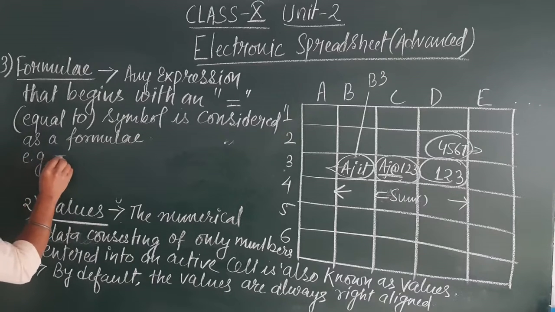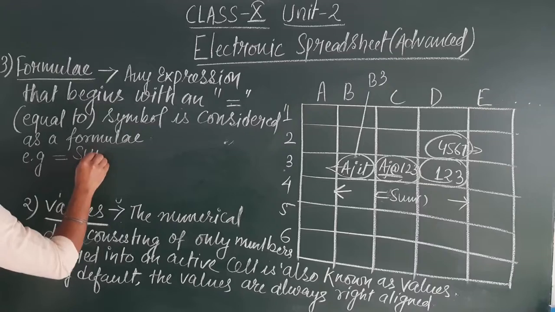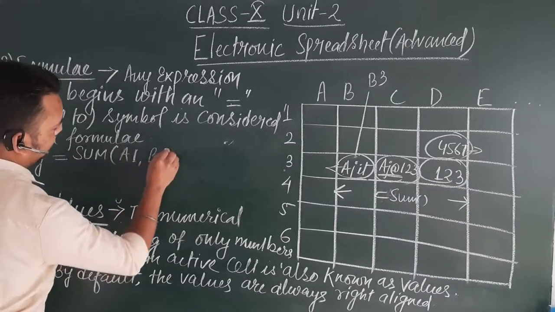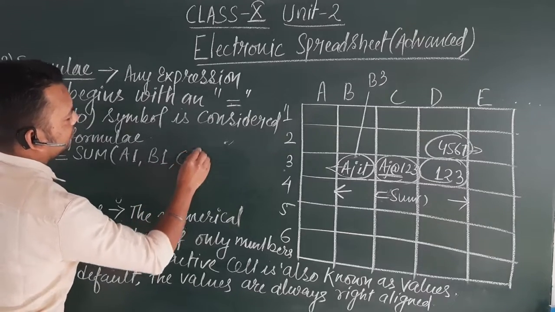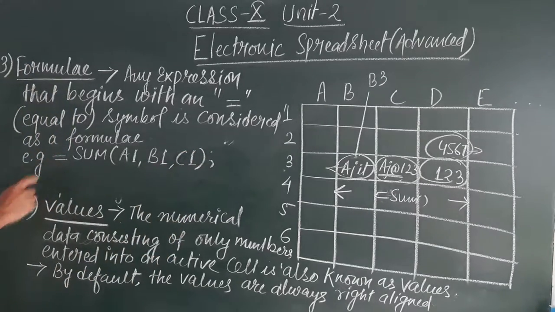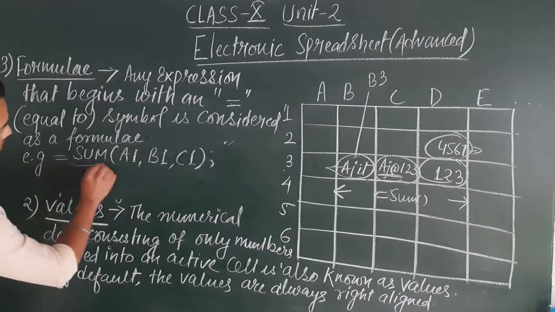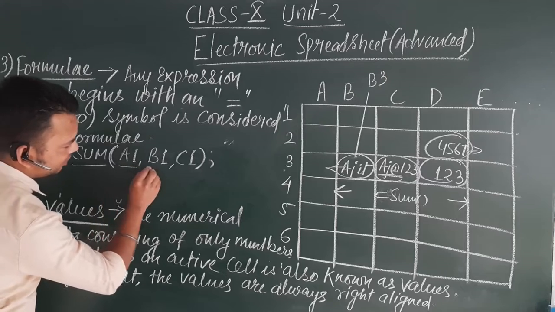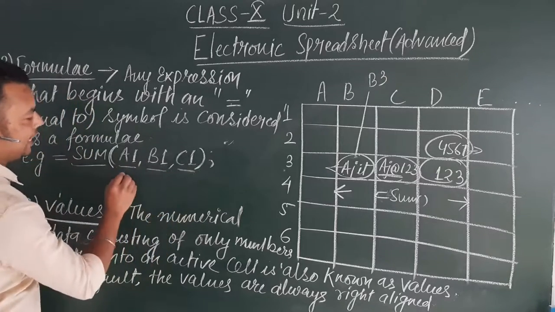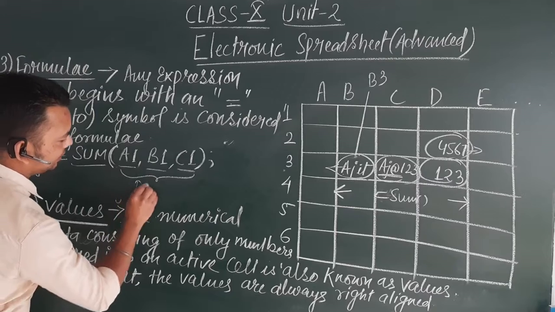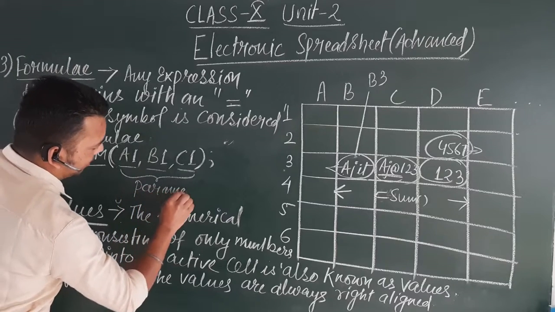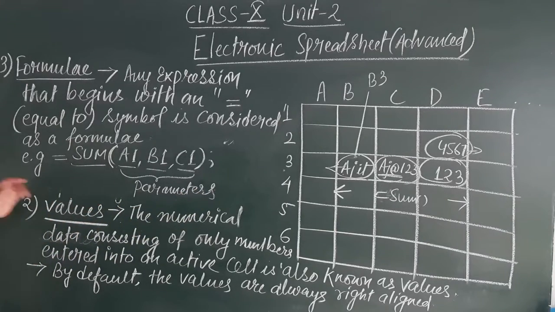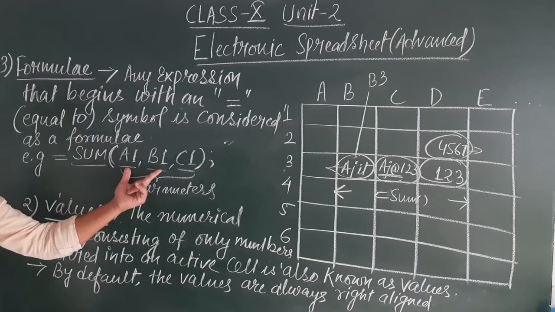For example, equal to SUM(A1, B1, C1). Fine. See here, after equal to we have placed a function, that is SUM, and inside this function, the cell references which we are using here are also called by another name, that is parameters. We are passing these parameters to our function. Okay. Pass by reference. This is also known as pass by reference.